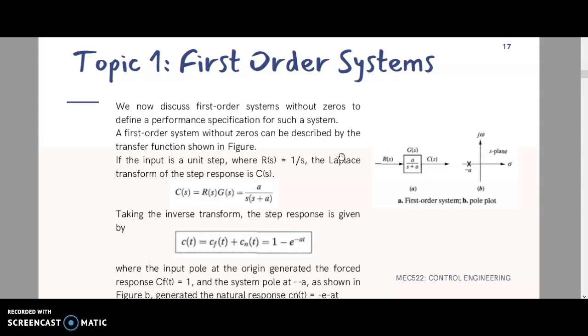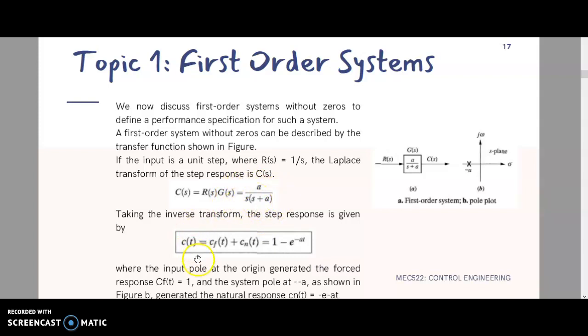you must know what is the input for unit step, ramp, and then last one is acceleration. For the unit step, dia punya input adalah 1 over s. So you replace 1 over s and then you replace a over s plus a. So you akan dapatlah equation ni.